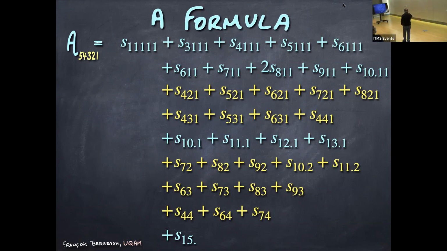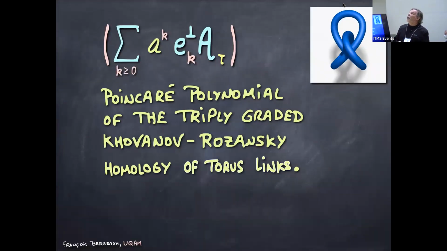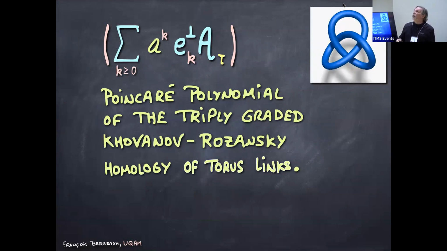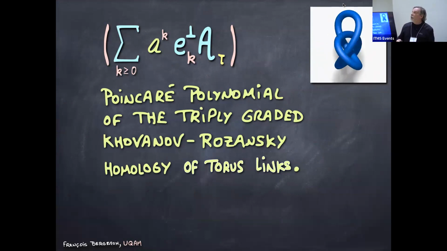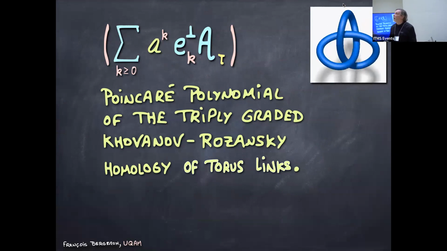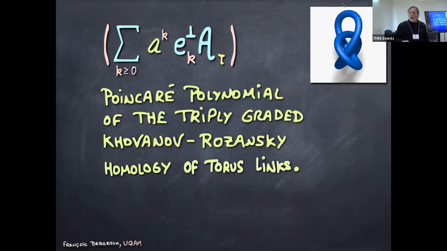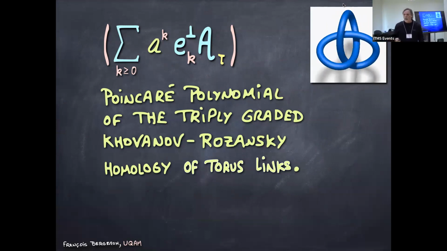I say conjecture, but it can also be considered a proposition or lemma or theorem if you had some other more general conjecture that I'm going to slightly illustrate for you, maybe in a minute. But why should we care about having more than two parts? Part of the reason is linked with the Poincare polynomial of the triply graded Khovanov-Rozansky homology of torus links.